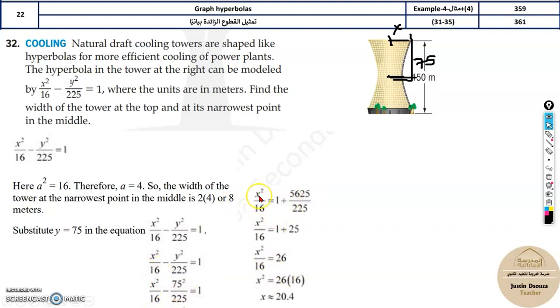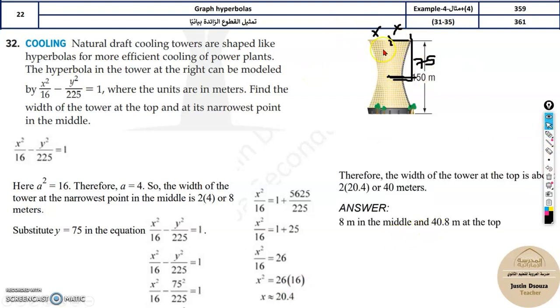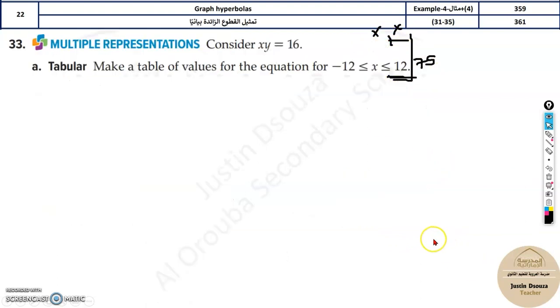See, you can just simplify. All the methods are done, very straightforward solving, and you will get the x value over here. It is 20.4 multiplied by 2, because this is x, multiplied by 2, you will get the value of the width, the top width. This is how we do it.